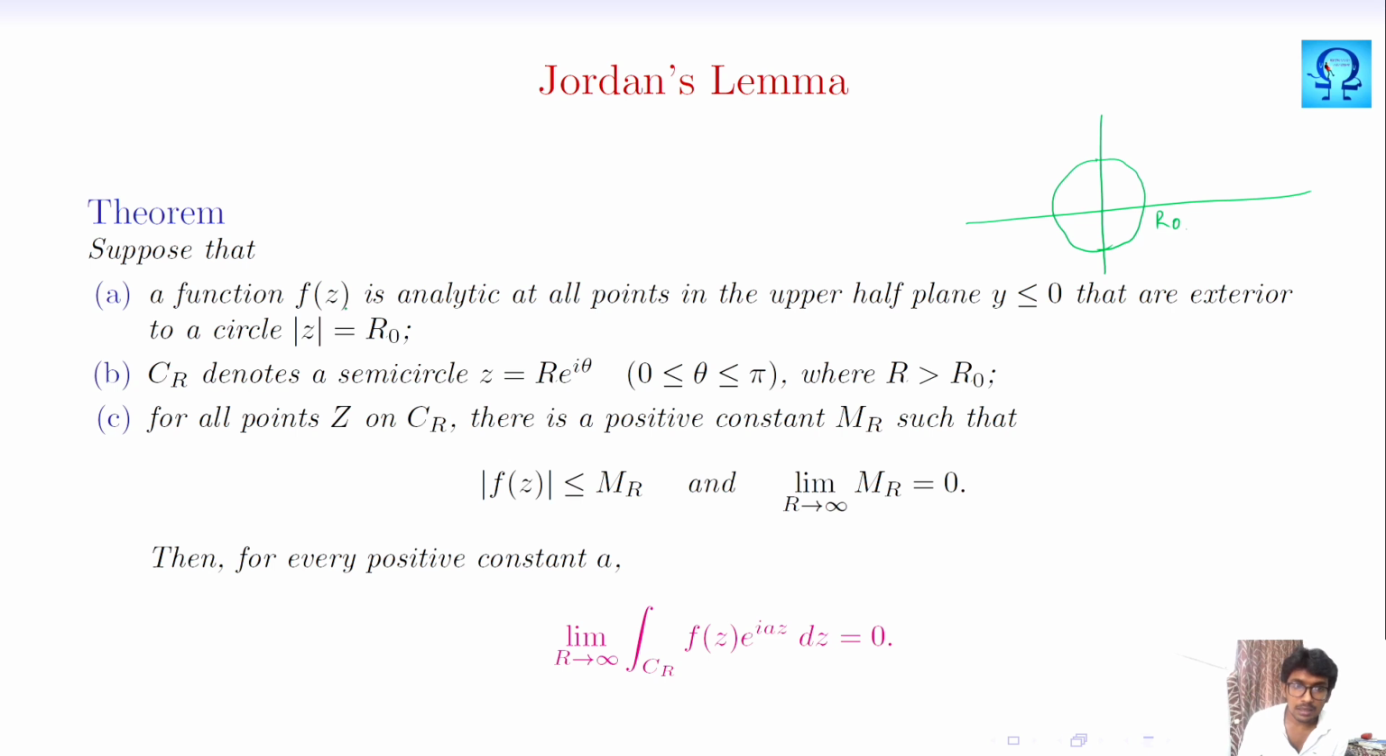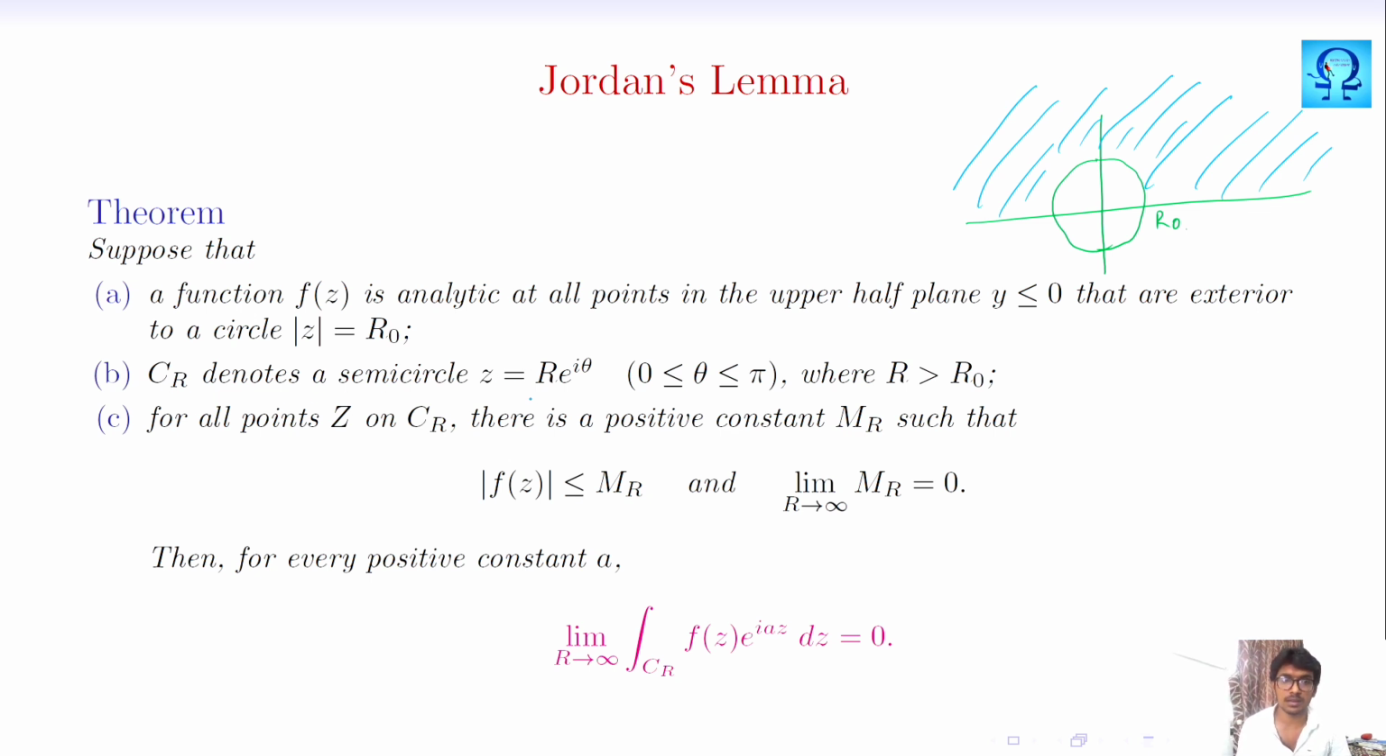Here f of z is analytic at all the points in the half plane, which means this region. Since I have chosen the axis in the green color, let me draw the points in a different color. In this region the function is analytic at all the points. How is the function's behavior inside the circle? We are not sure about it.